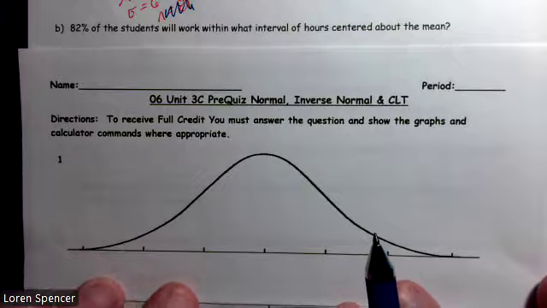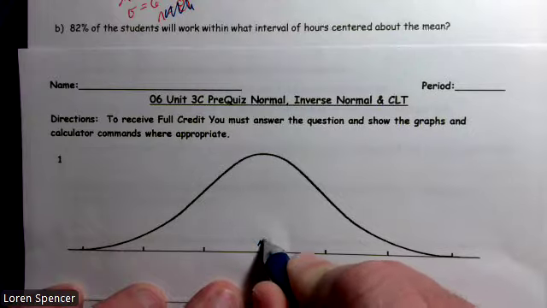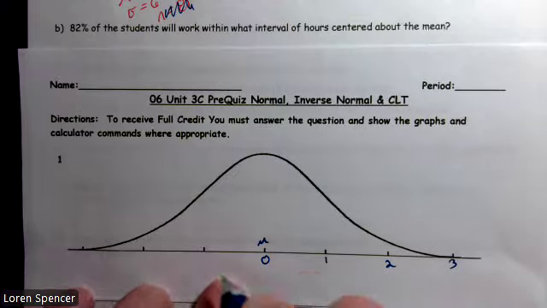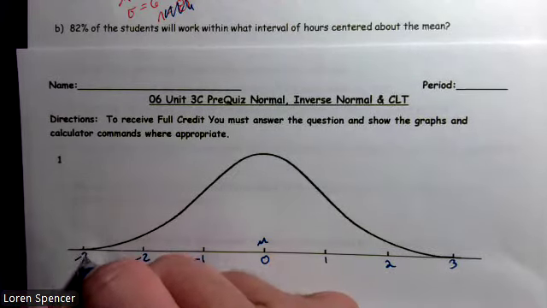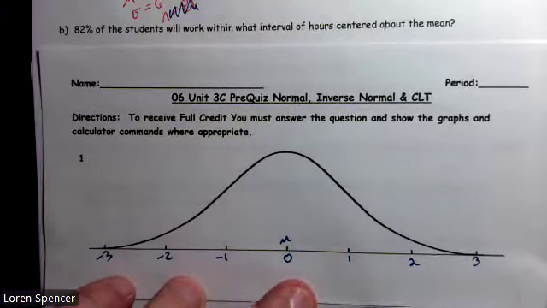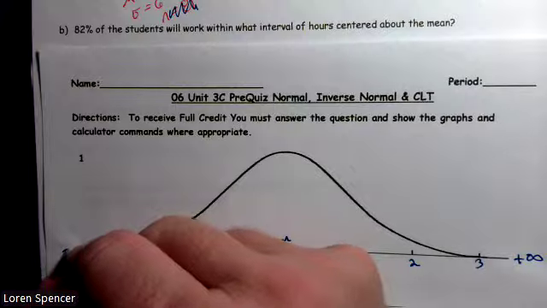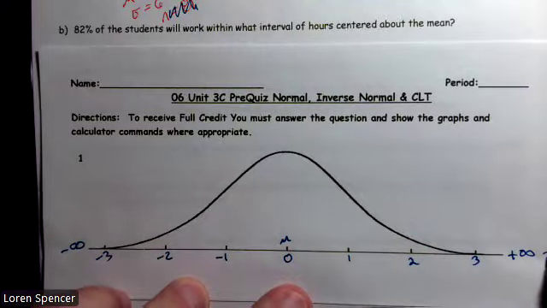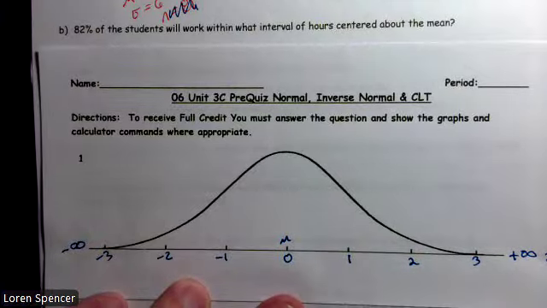So we're going to start off with our z-scores because that's the easy part, because z-scores start off at 0. So here's our mean: 0, 1, 2, 3, and then -1, -2, -3. And of course, this goes to positive infinity, and this goes to negative infinity. And I'm going to label this as my z-scores. All right, so there we go. We have the first part.